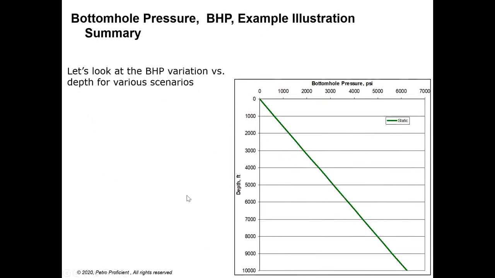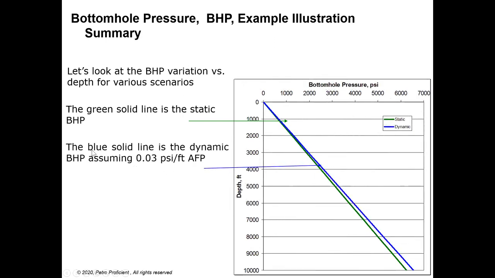So let us see the various scenarios in a graphical way. In the very first scenario, this one, the green line is just your static mud weight. You can see here how the arrow is not pointing. My apologies, I think it has moved around a little bit. But the green line here is showing your static mud column. That is, you're not circulating, you're not applying any back pressure.